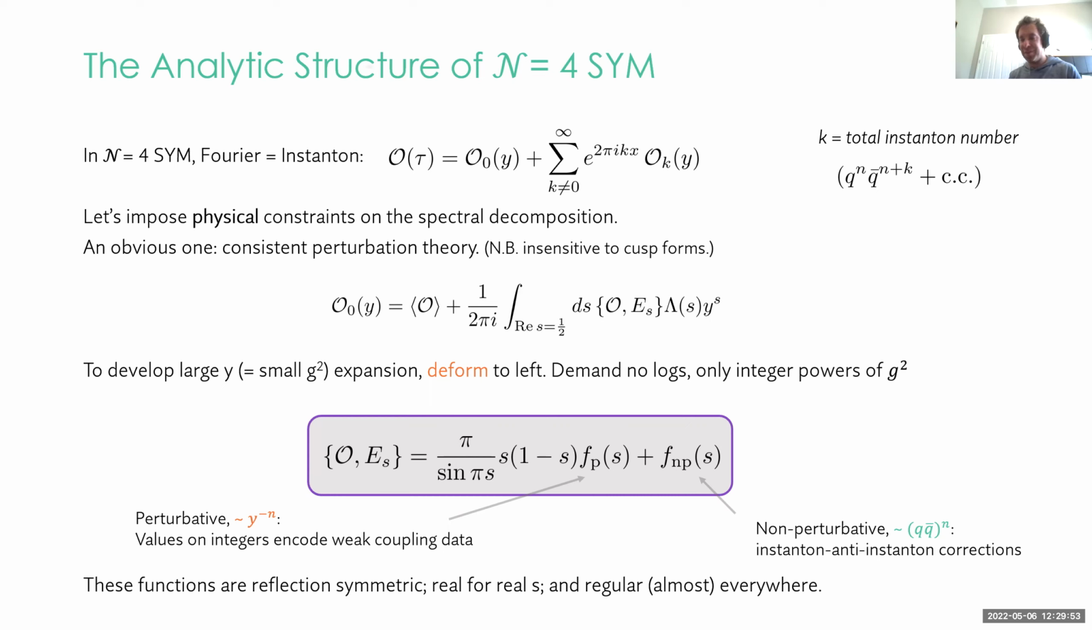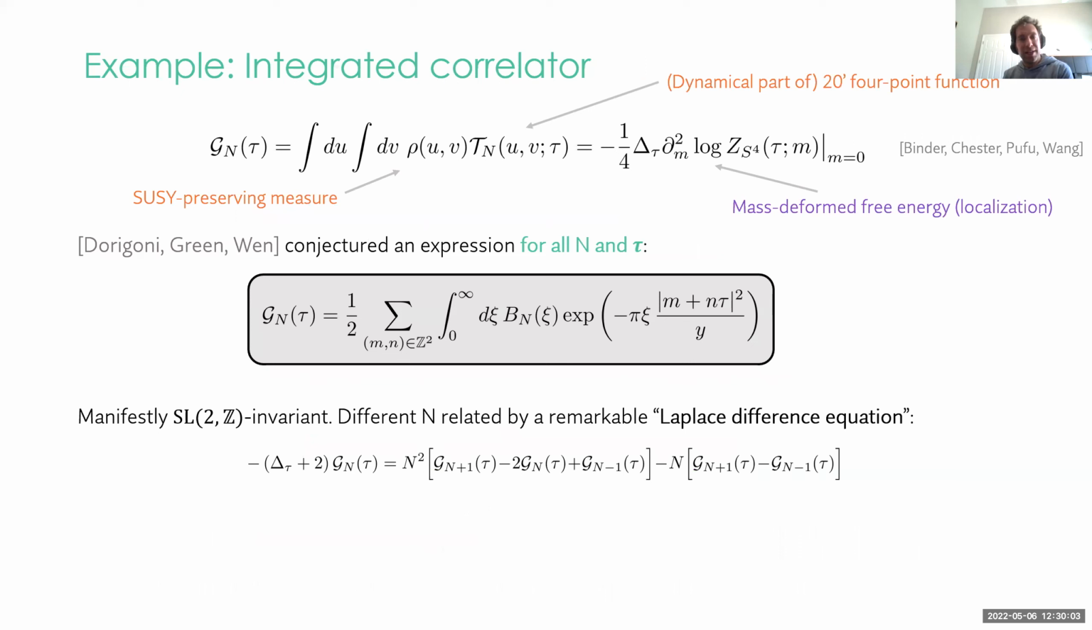So this seems like a kind of reduction of the complexity of observables O at the level of the spectral decomposition. Let me take a couple slides to introduce an example of something that you can nicely apply this to, which is this so-called integrated correlator studied first by these authors, I believe. So take the 20' four-point function, where the 20' is the scalar superconformal primary in the stress tensor multiplet. Strip off the part that is determined by Ward identities. You have the dynamical part of that correlator. It depends on cross ratios U and V and on the complex Yang-Mills coupling tau. And you can integrate this against a certain measure, which preserves supersymmetry, giving you some function G_N of tau, which is itself supersymmetric and yet depends on tau in a non-trivial way.